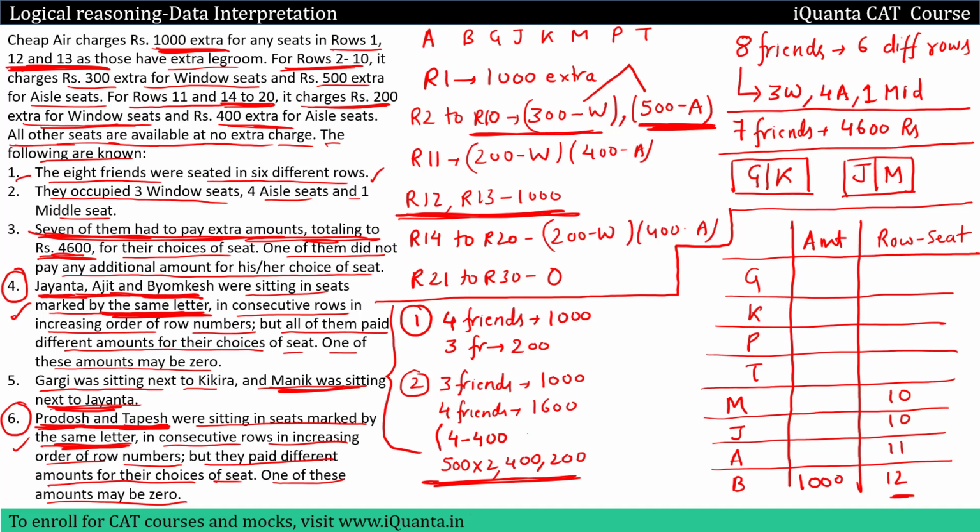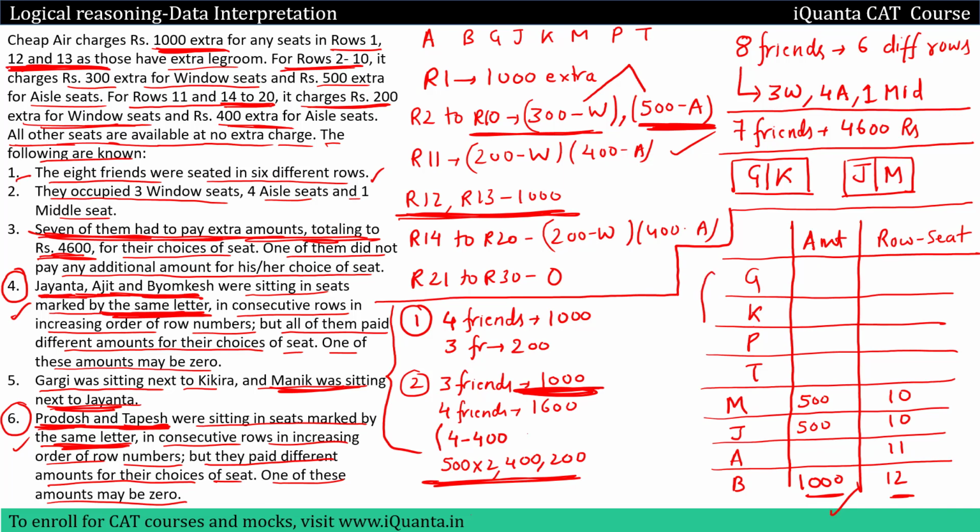So 500 is only possible in rows 2 to 10. We have row 10 over here. They'll be paying 500. Now we should have 2 other people who have to pay 1000 rupees according to this case, because one has already paid 1000, it is B. So let us try to find out.